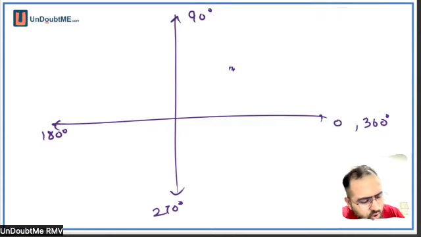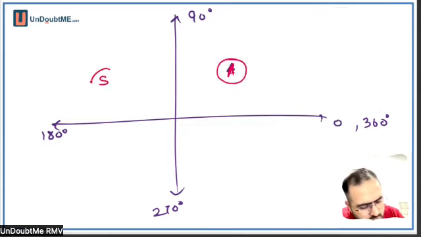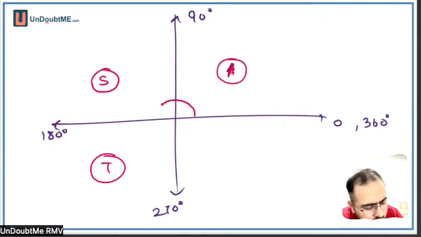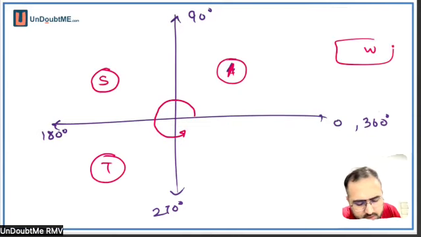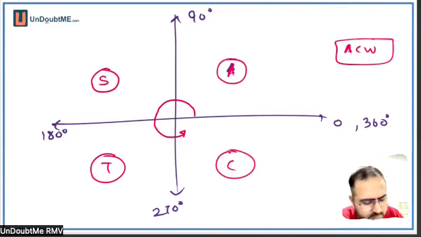First quadrant belongs to all. I'll just write A now. Second quadrant belongs to sine. Third belongs to tan. You can see that quadrants are also numbered in the anti-clockwise order because angles are measured in anti-clockwise order. So don't change this order, otherwise your whole analysis will be different. So A, S, T, and this will be C.